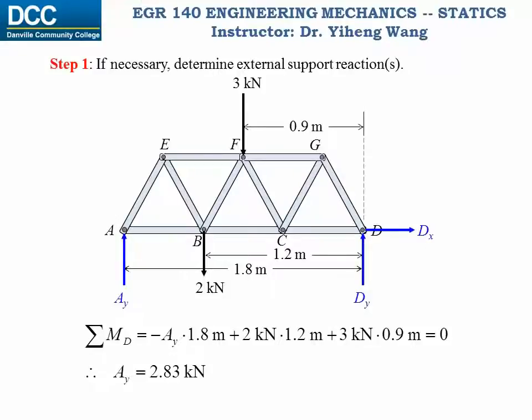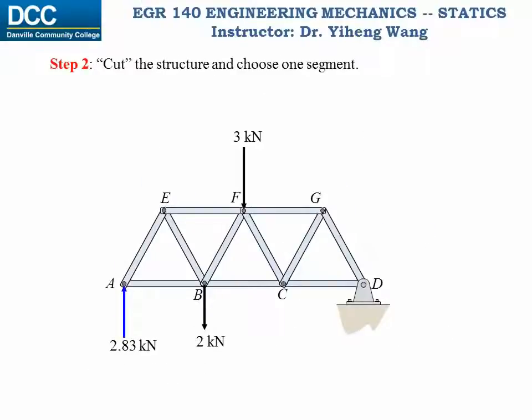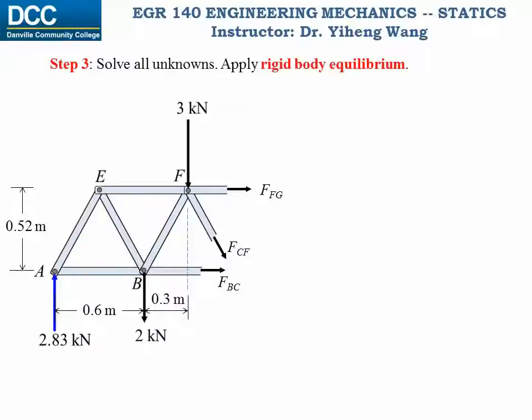Keep in mind that for some problems, it might not be necessary to determine the support reaction, so you should use your own judgment. Step 2, cut the structure, and we have already decided to choose the left segment for our analysis. Step 3, apply rigid body equilibrium to solve for our unknowns. We start with a free body diagram of the left segment, and since we have already solved for the support reaction at point A, we have only 3 unknowns, FBC, FCF, and FFG, and we can write 3 equilibrium equations.